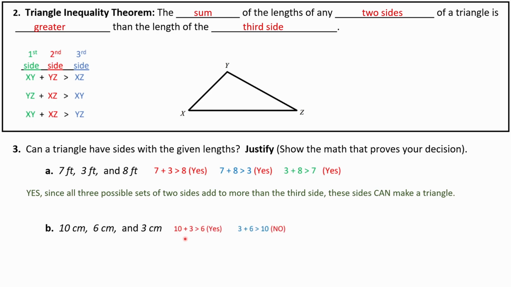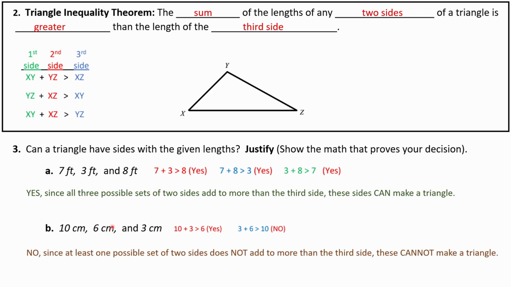All right, hopefully you got this far. So again, 10 and 3 is definitely greater than 6. However, if we look at these second two, 6 and 3 is not greater than 10. It would be 9, which is less than 10. So in this case, no. We are not able to satisfy all three of the inequalities, so these three sides cannot make a triangle.